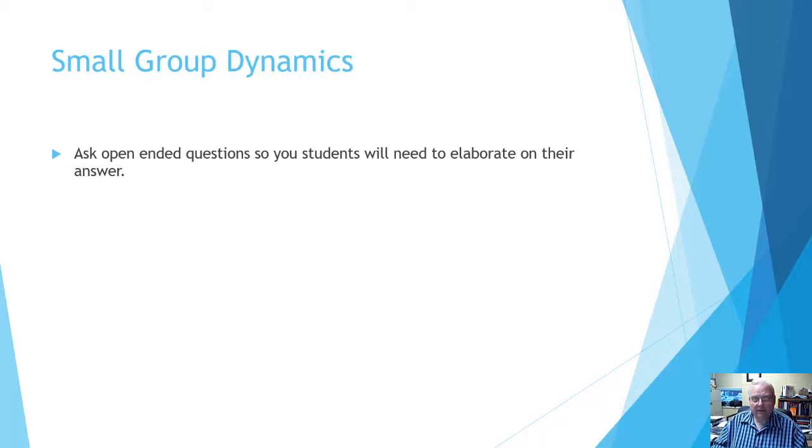So in managing some of the small group dynamics, it's important to ask open-ended questions so students will need to elaborate on their answers. The instructor should seek clarification or ask probing questions. So you have to really listen to what your students are saying as you ask a question. And then when there's an opportunity to probe a little deeper, or make them think a little deeper about some topic or subject, you're ready to ask those questions.